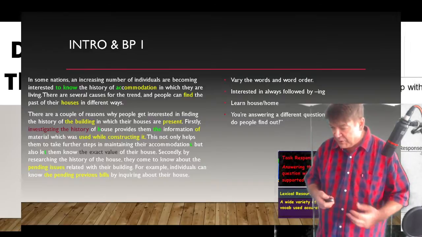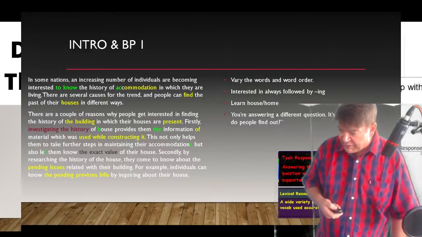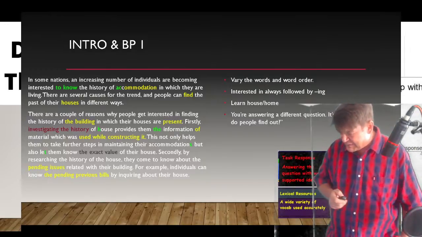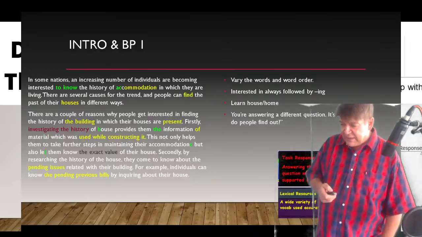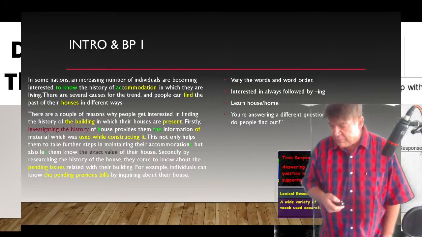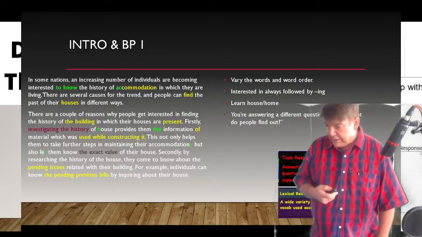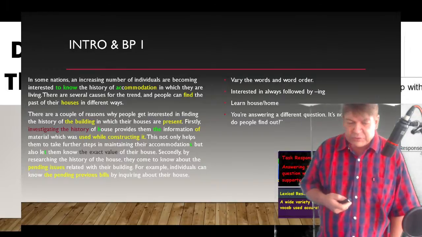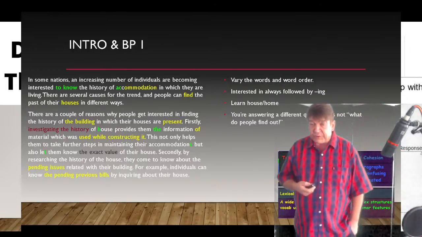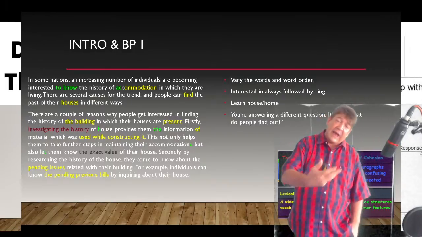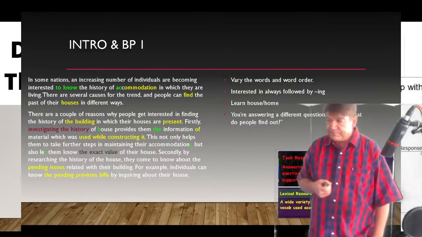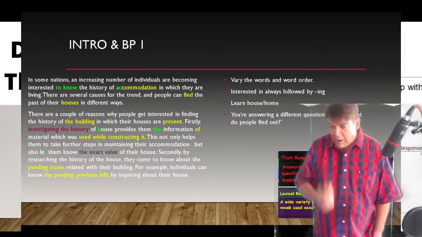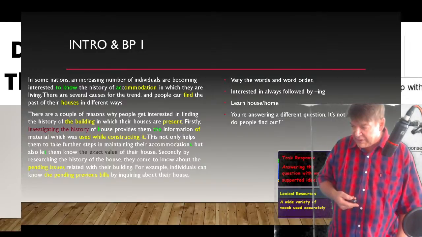Because you can't just, what you've done here, there are a couple of reasons why people get interested in finding the history of the building in which their houses are present. That doesn't make sense. Firstly, investigating the history of your home, okay, provides them the information of material which was used while constructing it. Okay? All right, so that's a benefit. That's what they get out of it. They learn this. But you don't say that that's why they do it, okay? You just tell us what they get from it.